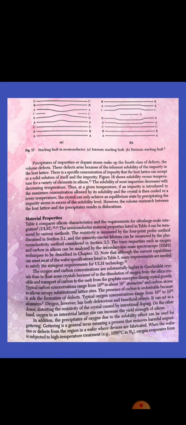So here we see the diagram of different types of defects. A shows substitutional impurity, B shows interstitial impurity, C shows lattice vacancy, and D shows Frenkel types of defects. Precipitates of impurities or dopant atoms make up the fourth class of defects, the volume defects. These defects arise because of the inherent instability of the impurity in the lattice host. There is a specific concentration of impurity that the lattice host can accept in a solid solution. So we show solubility versus temperature for a variety of elements in silicon.